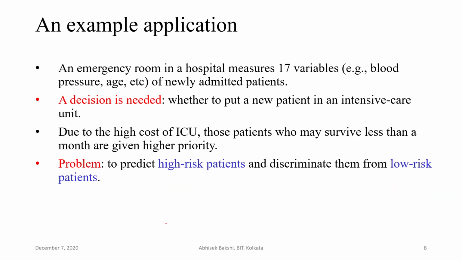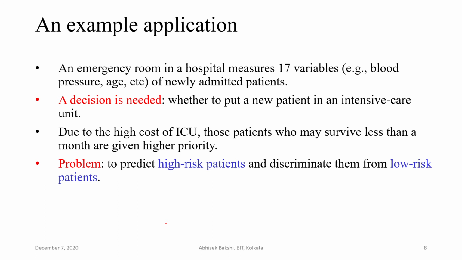So an example application of supervised learning is given over here. An emergency room in a hospital, suppose, measures 17 variables, I mean blood sugar, age, of newly admitted patients. So consider a situation where a decision is needed. We have two things, suppose general bed and ICU. A new patient arrived. Now depending on the condition of the patient, we have to decide whether the patient has to go to a general bed or some ICU.